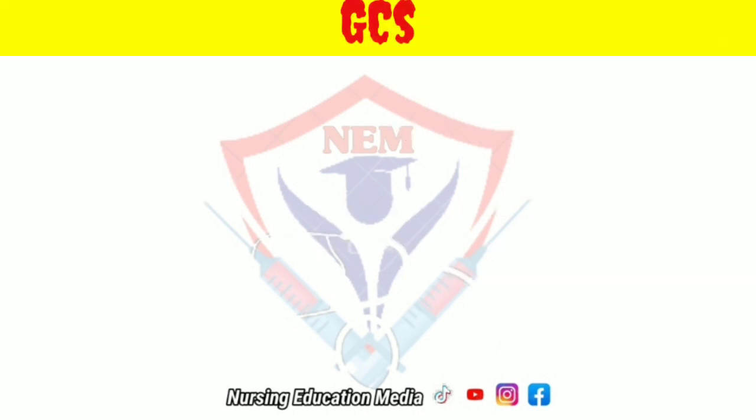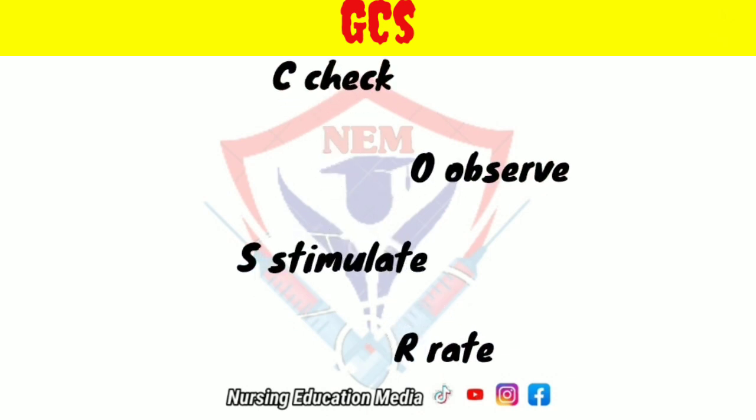Next, what do we do in GCS? First is check. Here, we check for factors interfering with communication, ability to respond, and other injuries. For example, in case of tracheostomy, endotracheal intubation, and dysphagia, etc. Next is observing. What do we observe? We observe for eye opening, content of speech, and movements of right and left sides.